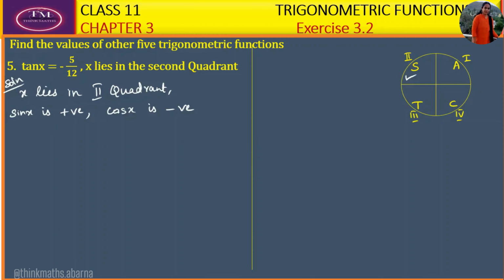To find sin x and cos x, we have to use 1 plus tan square equal to secant square. Instead of finding cos x, I am going to find secant x, because secant x is nothing but the inverse of cos x. If cos x is negative, secant x will also be negative. Clear? So we got tan x equal to minus 5 by 12. So from this, cot x equal to 1 by tan x. So 1 by minus 5 by 12, which is equal to minus 12 by 5. So we got cot x.